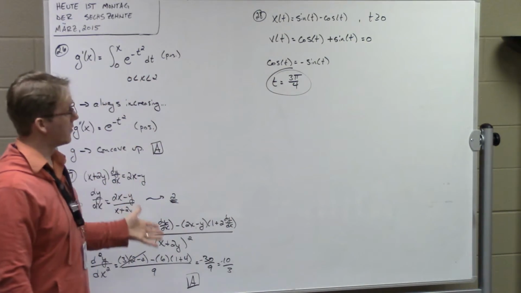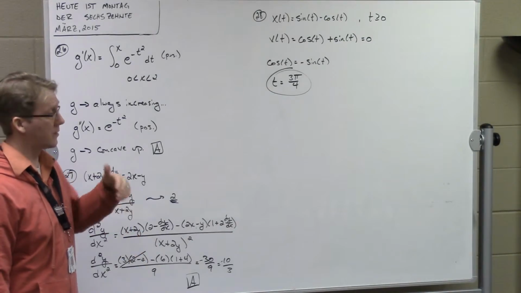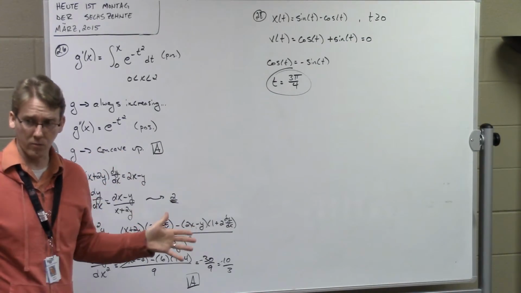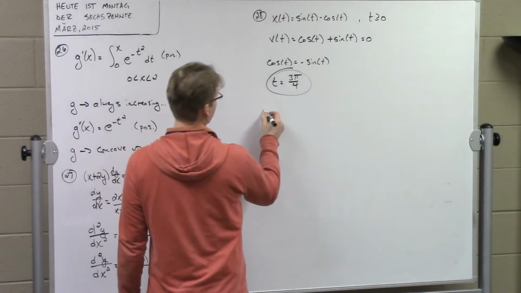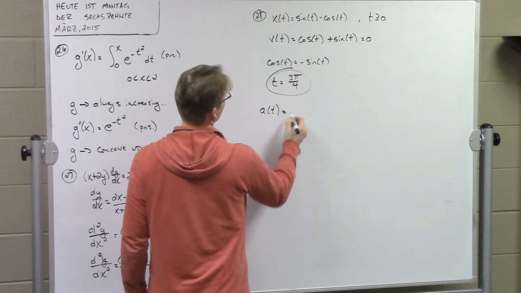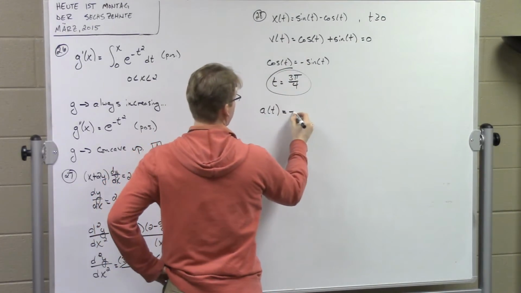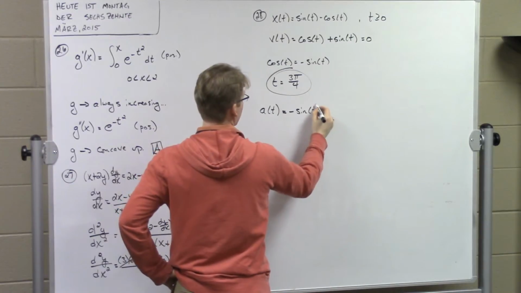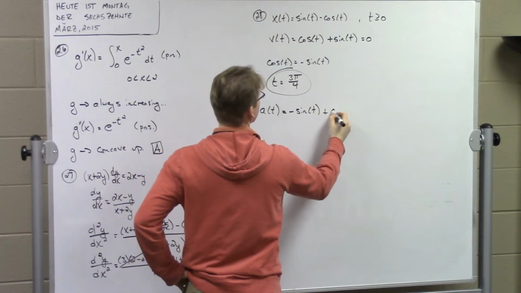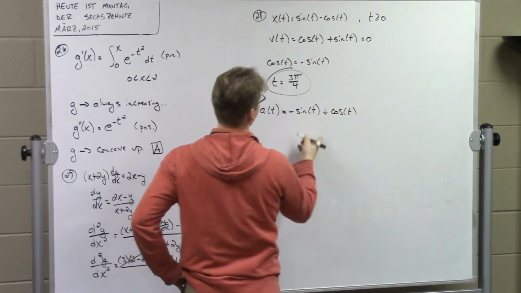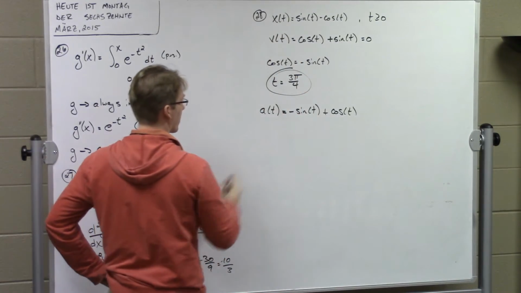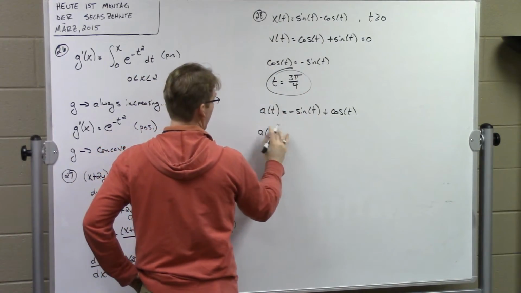So now what we're going to do is jump to the second derivative and then plug in 3 pi over 4 and we're done. Second derivative, a of t. Derivative of cosine is negative sine. Derivative of sine is cosine, so we end up with the exact opposite of what we started with. And we're going to do a of 3 pi over 4.